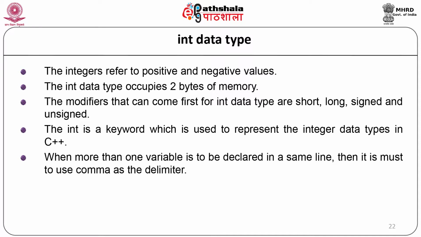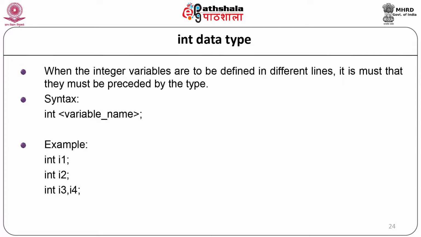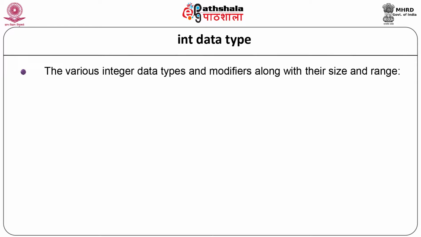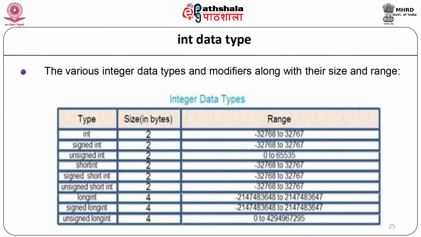When more than one variable is to be declared in the same line, then it must use a comma as a delimiter. When the integer variables are to be defined in different lines, it is a must that they must be preceded by the type. The syntax is int space variable name. Example, int I1; int I2;. The various integer data types with their size and range can be represented in a table as shown in the slide. The different types are given, their sizes, how much memory they can occupy in bytes, and the different range of values that can be represented by a specific data type.